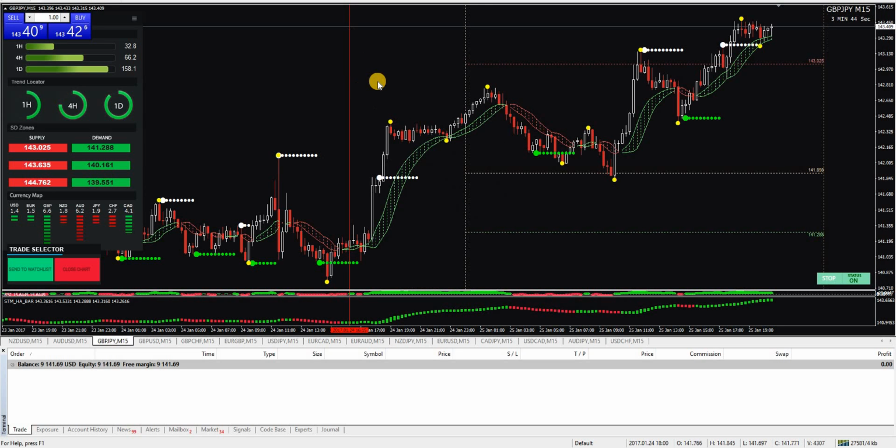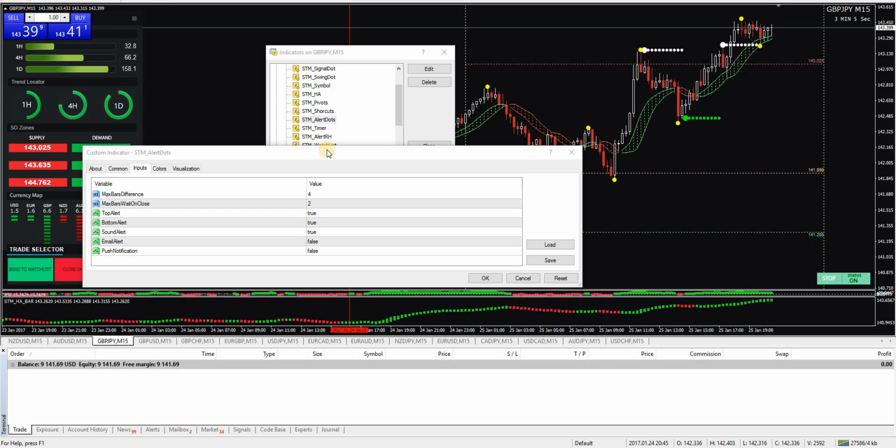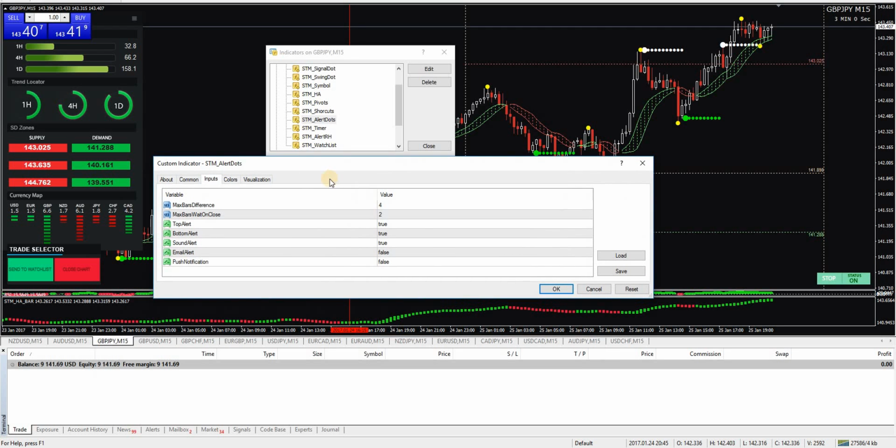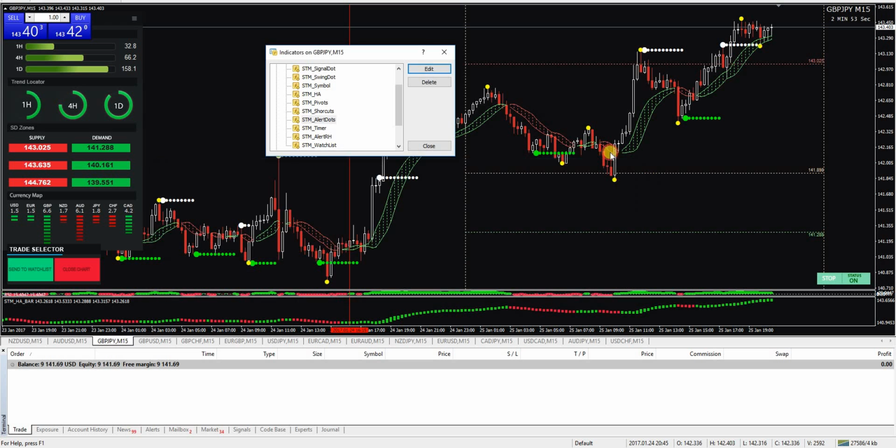Give me 1 second. I'm going to try and find the indicator that actually makes the noise so I can show you guys the settings. Give me 1 moment. All right, here it is. It looks like it is the STM alert dots. As you guys can see here, it has the email alert and also the push notification. So those are the 2 options that we have.